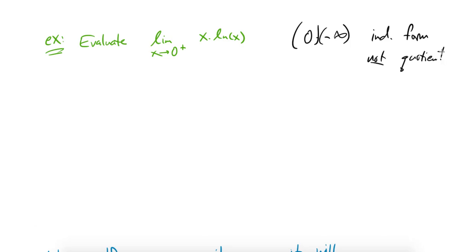So that means you can't use L'Hopital's rule yet. Okay, so there's a way around this, which is whenever you have an indeterminate form that's not a quotient, you just turn it into a quotient. And there's a couple of ways you can think about doing this.